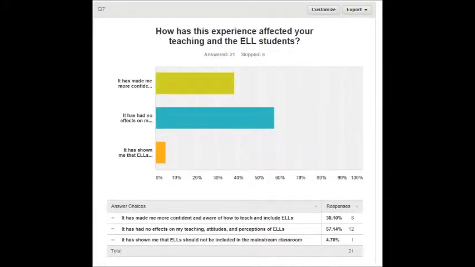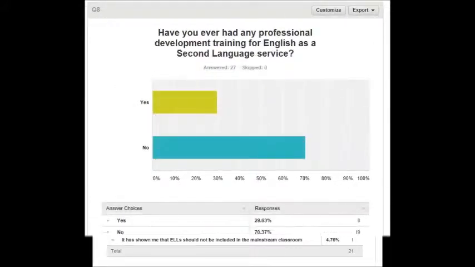How has this experience affected your teaching and the ELL students? 8 teachers said it has made me more confident and aware of how to teach and include ELLs. 12 said it has had no effects on my teaching, attitudes, and perceptions of ELLs. And one person said, "It has shown me that ELLs should not be included in the mainstream classroom."